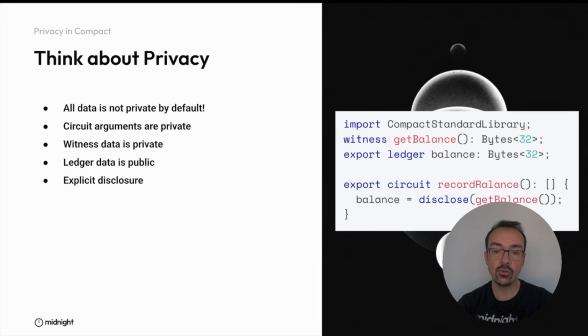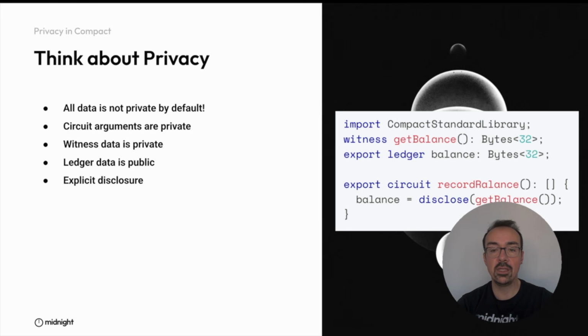That's why Compact introduced, a few months ago, explicit disclosure. Explicit disclosure is a way for the compiler to warn you that data that was private is going to become public. It's a function that you use to wrap data that is supposed to be private, but that's going to become public.